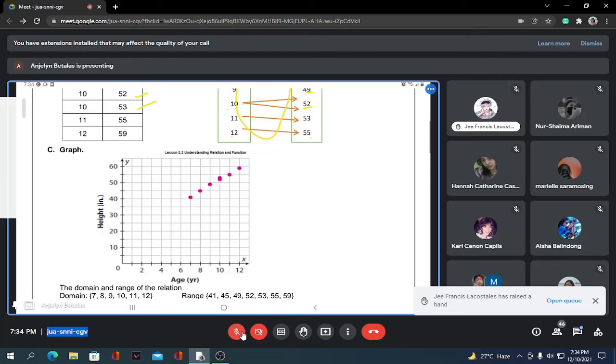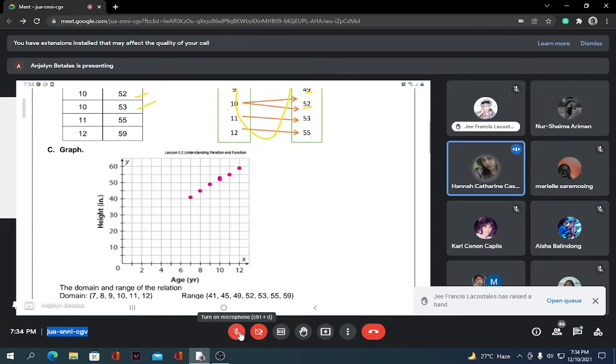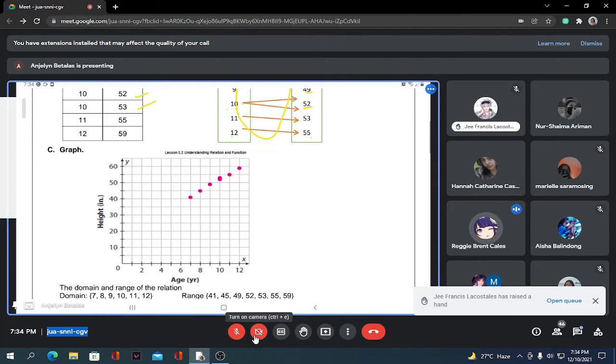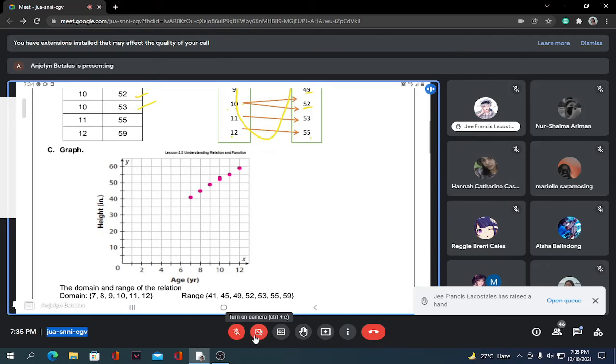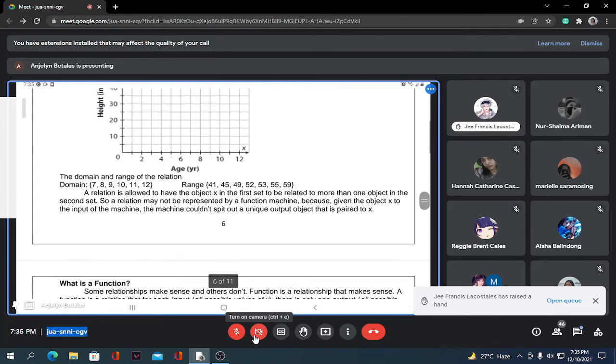No questions? Okay, I will ask. What are the four representations of a relation? If you were listening, what are the four? Ordered pairs, table, mapping diagram, and graph. Okay.